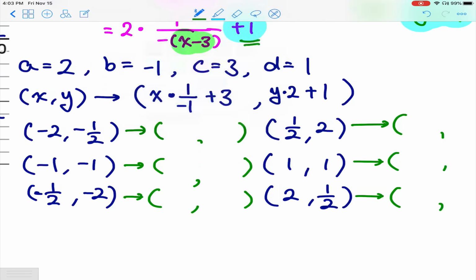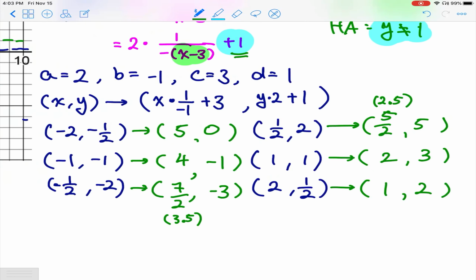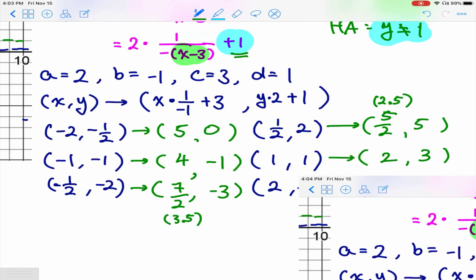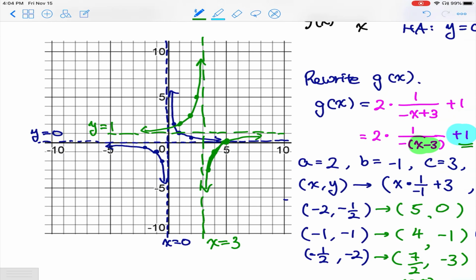I've done these calculations already, and the results are (5, 0), (4, -1), (7/2, -3), (-3, 5/2), (5, 2), (3, 1/2). Now, just in case you're not so familiar with it, 7 over 2 is 3.5, and 5 over 2 is 2.5. Then all you have to do is plot these on the Cartesian plane, the xy plane, with the horizontal asymptote and the vertical asymptote. Okay, so when you graph these points, it's very straightforward and it's all done.